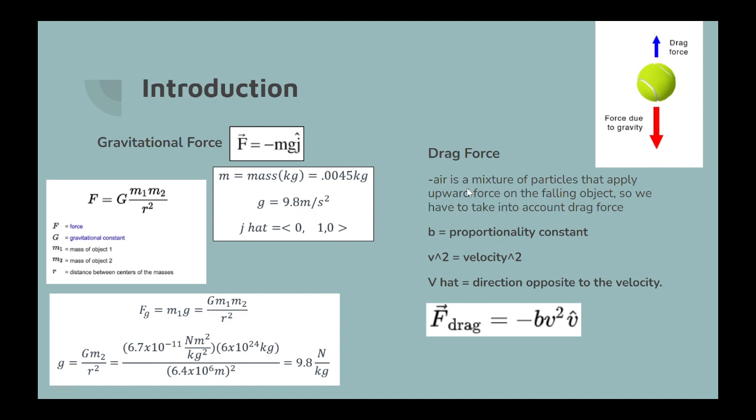So drag force. Air is a mixture of particles, so they apply an upward force on the falling object, so we have to take that into account when we are talking about vertical movement. Drag force is defined by negative b, v squared, v hat. B is a proportionality constant, v squared is velocity squared, and v hat is the direction opposite to velocity. So when we add these two forces together, we get net force, so that gravity is pointed down, and drag is pointed up. Gravity is longer, so it has more force acting on the object. So net force would be pointing down, which is why the paper ball falls.